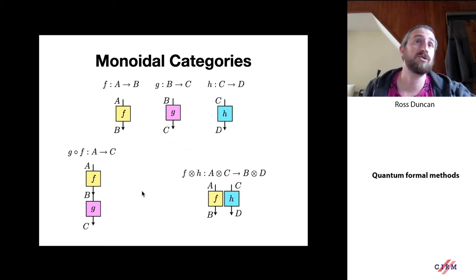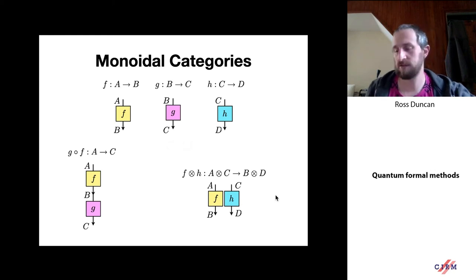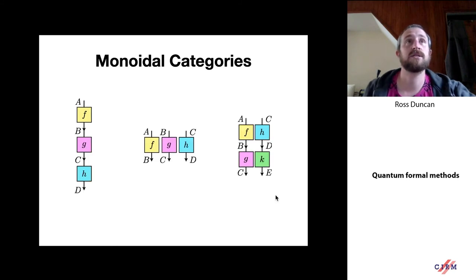I can also put my processes in parallel. So I can take F with H and form this new parallel composition, which takes us from A and C to B and D. And it is, I think, sufficient, although maybe I'm forgetting something, to say that all you need to know about these axioms is that these diagrams are unambiguous.